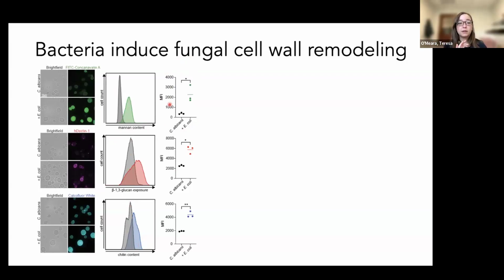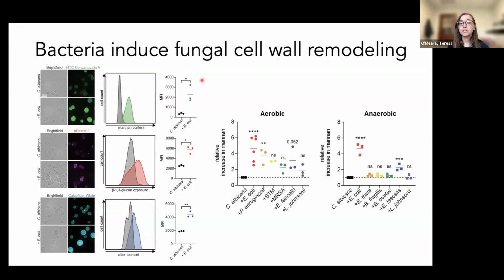So we see this change in response to, in these cases, all E. coli, but we also see it in response to other bacteria as well, both under aerobic and anaerobic conditions, but to varying degrees. Because E. coli worked the best, we're going to use that going forward.